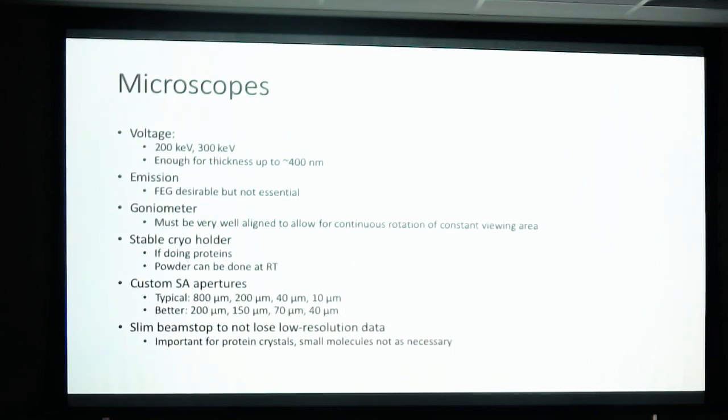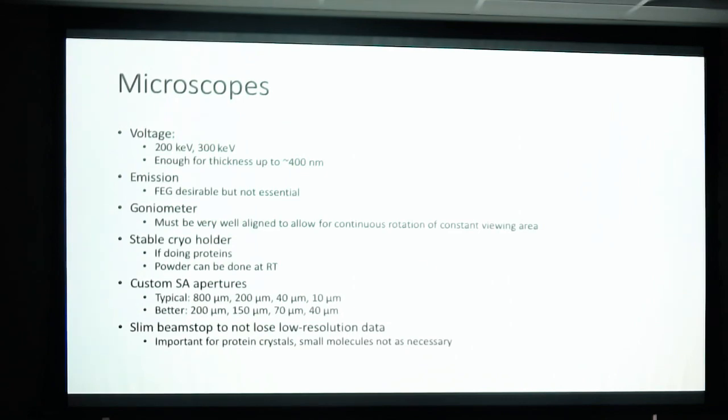Basically, the lower the voltage, the thinner the crystal would have to be. So the higher voltage lets you go a little bit thicker. Just about all the experiments have been done on 200 or 300 kilovolt microscopes. In fact, the technique was first developed on a 200 kilovolt Tecnai F20. I think a FEG is desirable, but it seems not to be essential. A LaB6 is good enough.